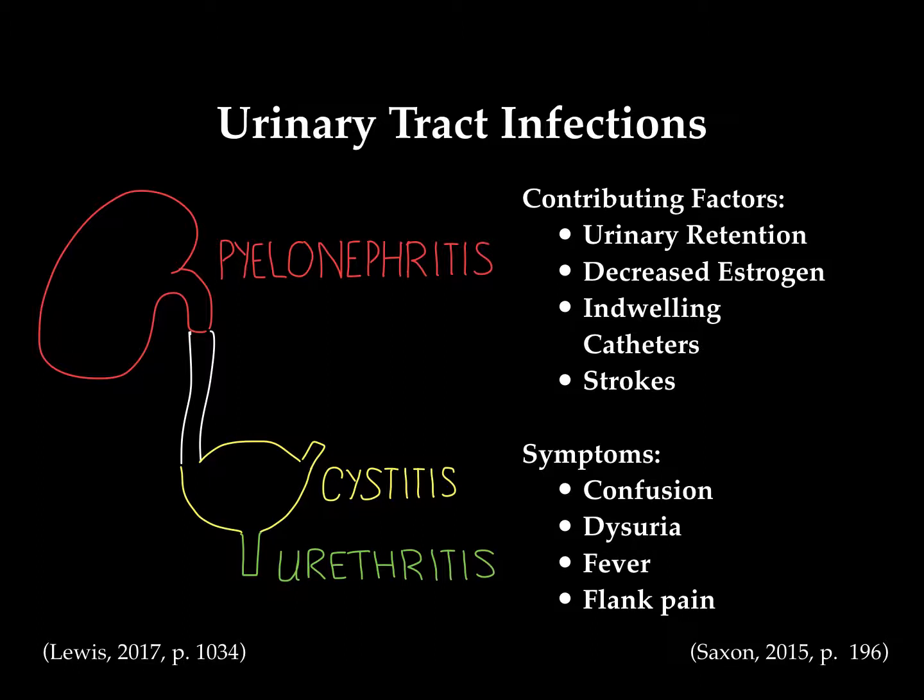Some typical symptoms of a urinary tract infection are dysuria, fever, and flank pain, but this may or may not be present in your older patient. Another thing that you should look for is confusion. So if there's some new onset confusion with your patient, this is something to suspect.